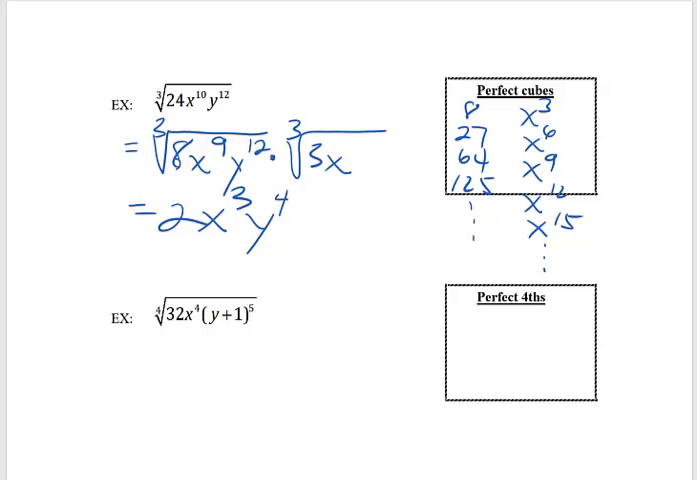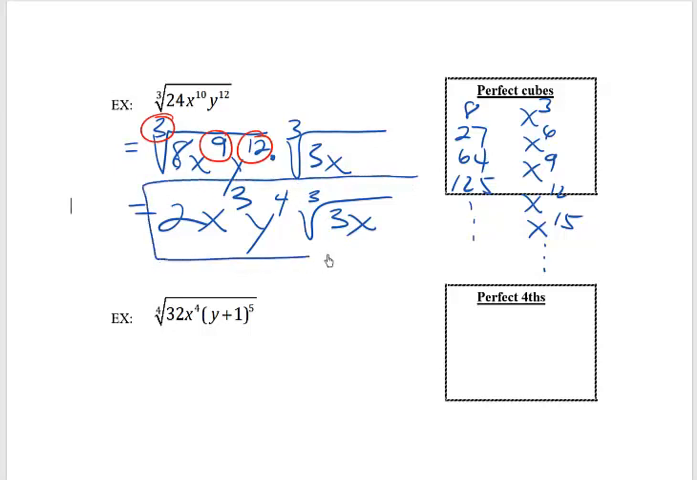Here's an easy trick you can use to figure out these powers here. All you have to do is take this power and divide it by the index. 9 divided by 3 is 3. 12 divided by 3 is 4. It works every time. The bad radical stays as is. Can't do anything about that. And so here is my final simplified version of that radical.